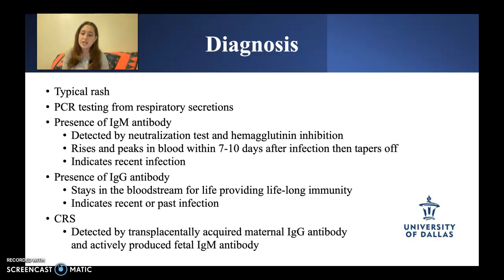As for the IgG antibody, this is going to stay in the bloodstream for life, providing lifelong immunity, and this is going to indicate both recent or past infection. As for congenital rubella syndrome, it is the same process. It is going to be detected by transplacentally acquired maternal IgG antibody and actively produced fetal IgM antibody.